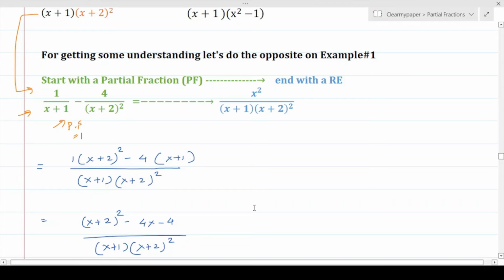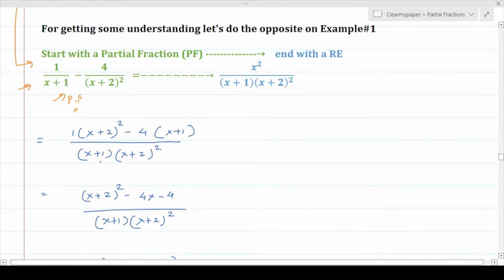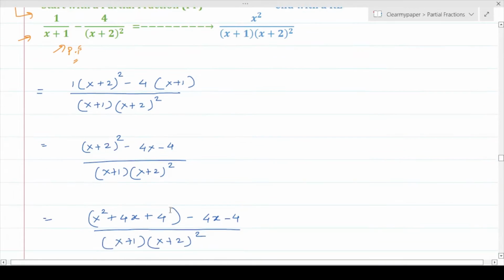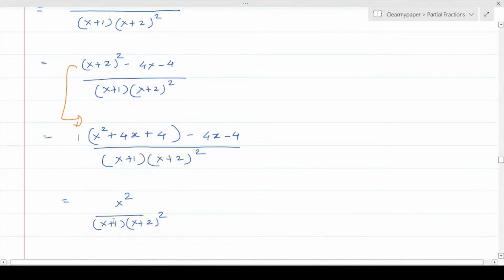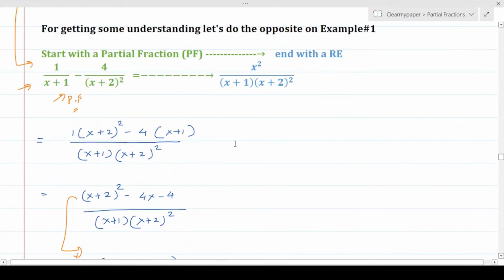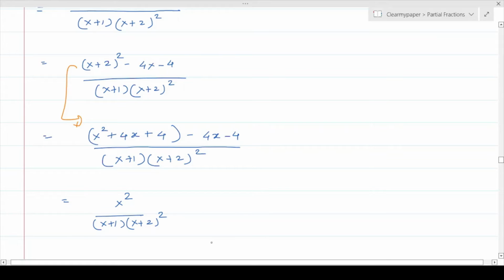Those are the steps here, which are very self-explanatory. We take the LCM of the denominator, we cross multiply the terms over here, then we open up both these brackets and expand. Over here, you see x plus 2 the whole square is expanded, and then we bring in the like terms for 4x and 4x and everything together. Finally, with all the cancellations, what remains is x square divided by x plus 1 and x plus 2 the whole square, which is what the right hand side is. This is what would have been the right hand side, or the rational expression.